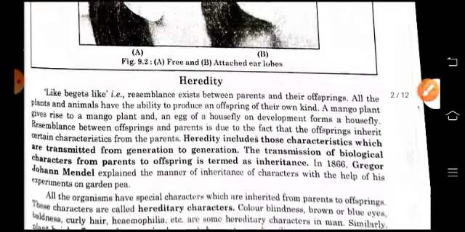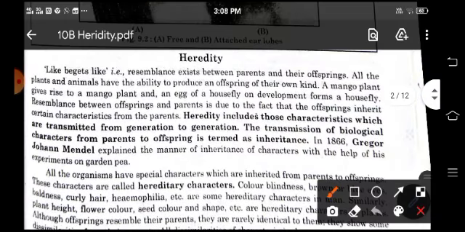So let's come to heredity. Like begets like, that is, resemblance exists between parents and their offsprings. All the plants and animals have the ability to produce offsprings of their own kind. Like a mango plant gives rise to a mango plant only. An egg of a housefly on development forms a housefly.